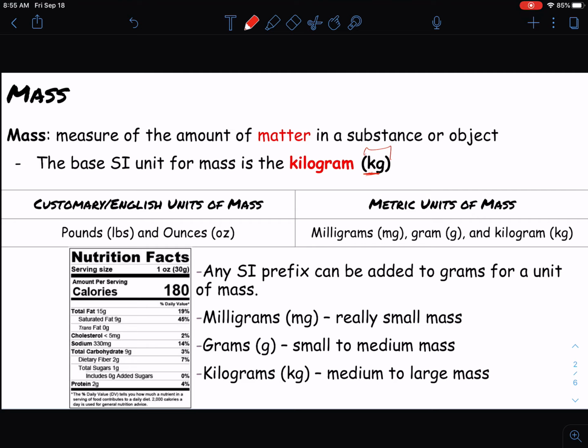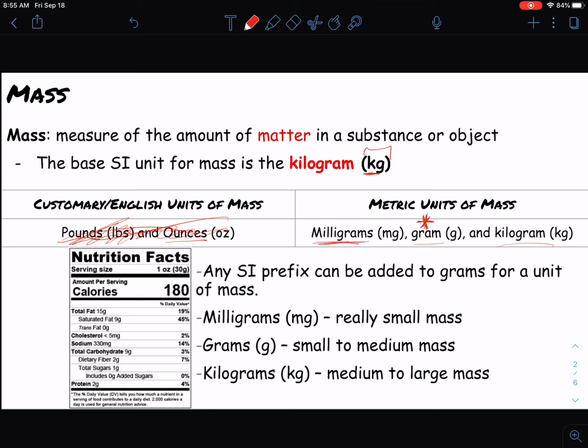Now you're used to measuring mass or weight in pounds and ounces. We're no longer using any of these in class. Now we're going to be using milligrams, grams, kilograms. These are the three most common for you. These you will see the most often. And the most often of those will probably be grams. That'll be the one that you see the most often.